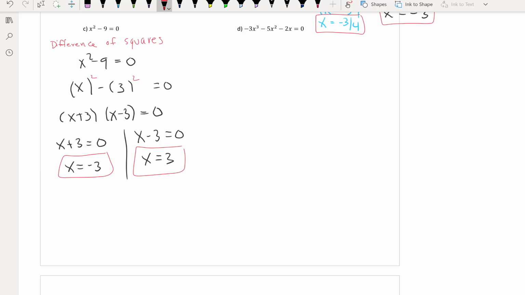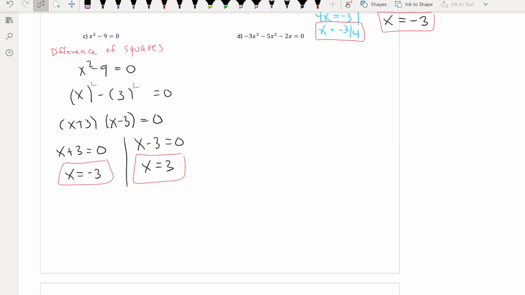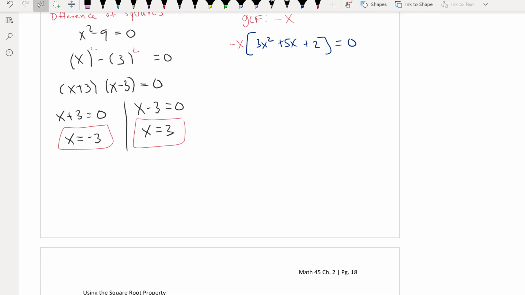All right. So now for part D. I have three terms, but I also see a lot of x to the third power, x squared, and x. And it's also negative. So my GCF is going to be different. My GCF to start with is going to be a negative x. So I'm going to factor a negative x out from everything first. So I have my negative x. So I would be left with a 3x squared plus a 5x plus 2 all equal to 0. So now I'm not going to forget about that negative x, but I'm going to come back to it.